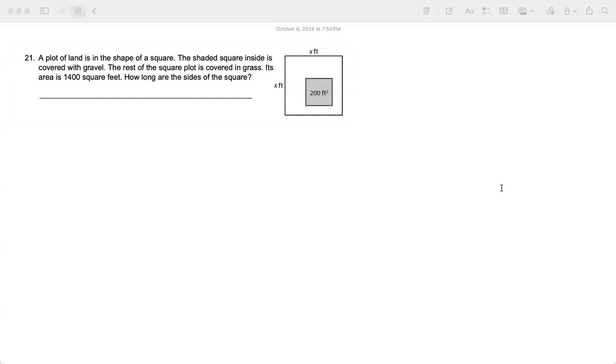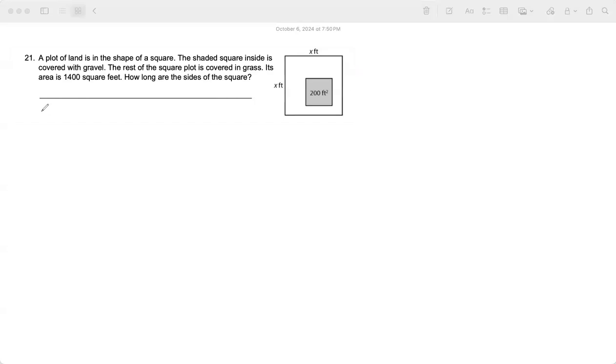Miss Priya. Yama. When it's talking about the rest of the square plot, is it including the gravel or is it just the grass? Oh, okay. Let me read it, please.